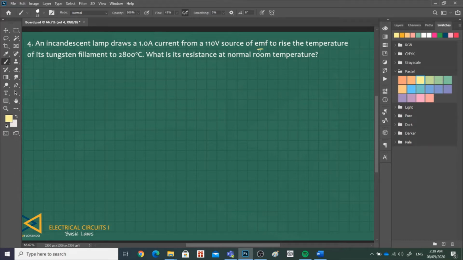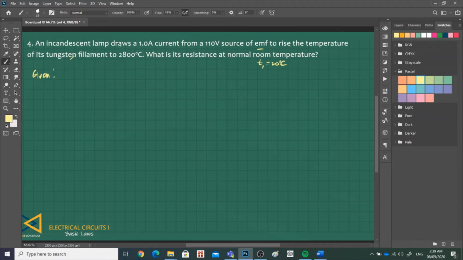So, again, sinabi ko na normal room temperature is 20 degrees Celsius. Usually, lagi yan ang una nating condition. Okay, isulat muna natin yung mga given. So, ang load natin dito is an incandescent lamp. So, sa loob ng incandescent lamp, meron tayong tungsten filament. So, basically, pinag-uusapan nating material ay yung tungsten.